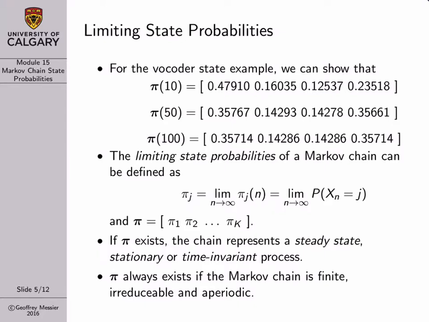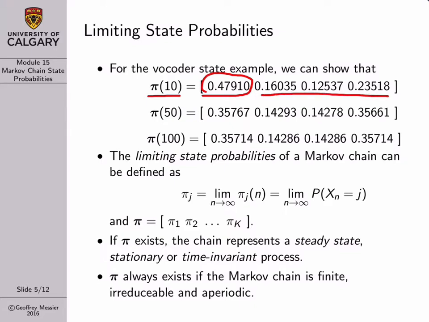For many Markov chains, this ends up being the case, and we call the state probabilities after a large number of time steps the limiting state probabilities. We can illustrate this by extending the Vocoder example. So here I've got 3 state vectors. This is the state vector after 10 time steps. We can see that state 1 is still the most likely state, so we still see some influence of the initial state vector, but we're starting to spread across to the other states, certainly.